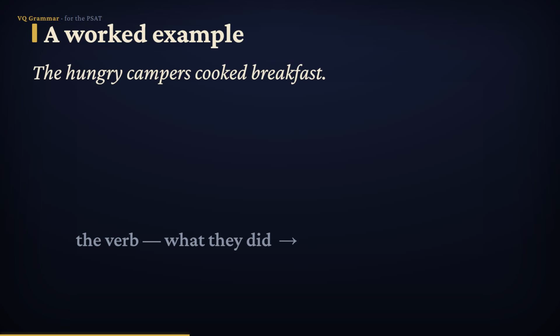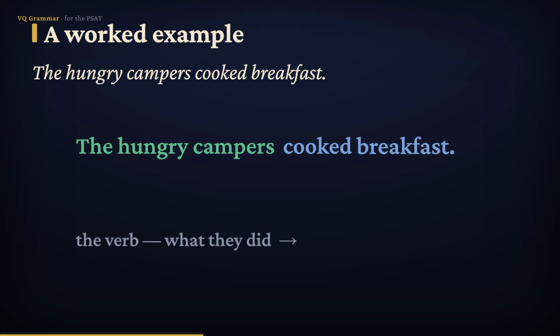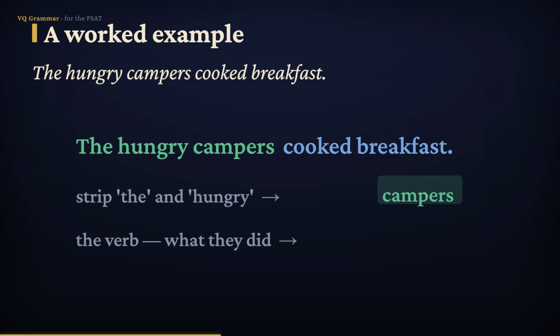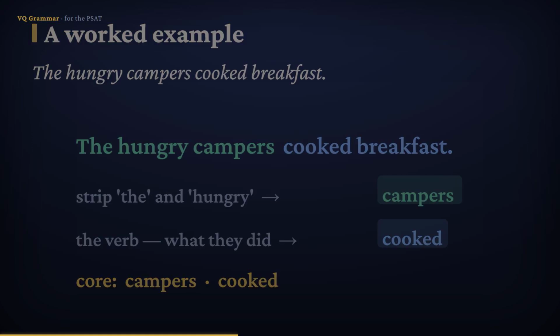Let's work one through. The hungry campers cooked breakfast. First, split it. The subject part is the hungry campers. The predicate is cooked breakfast. Now strip the subject down. Drop hungry, those just describe, and you're left with campers, the main noun. Now the predicate. What did they do? Cooked is the verb. Simple subject campers, simple predicate cooked.